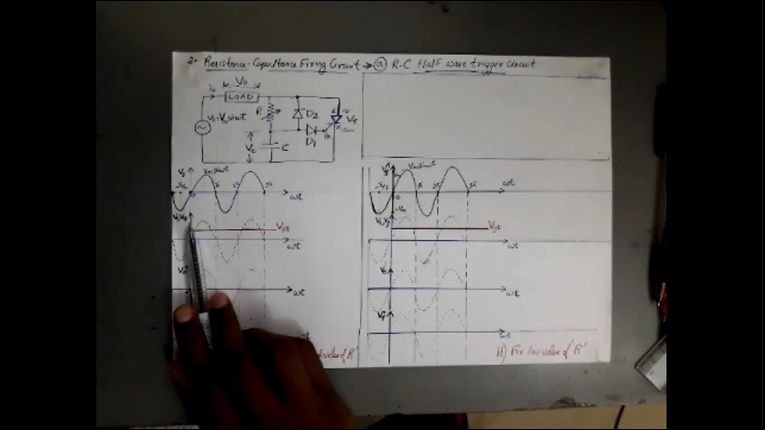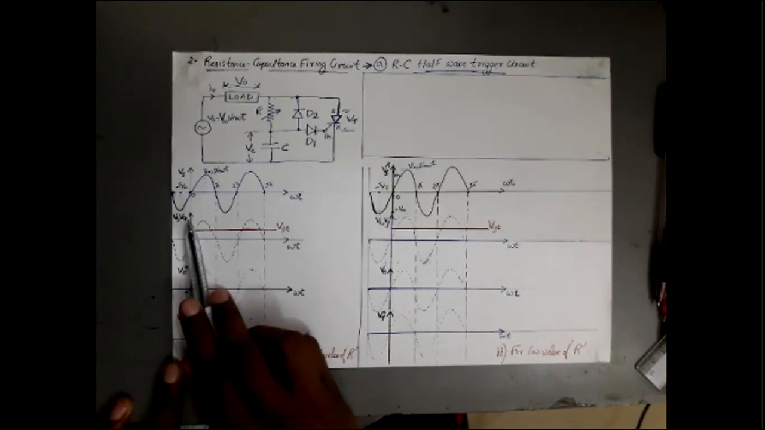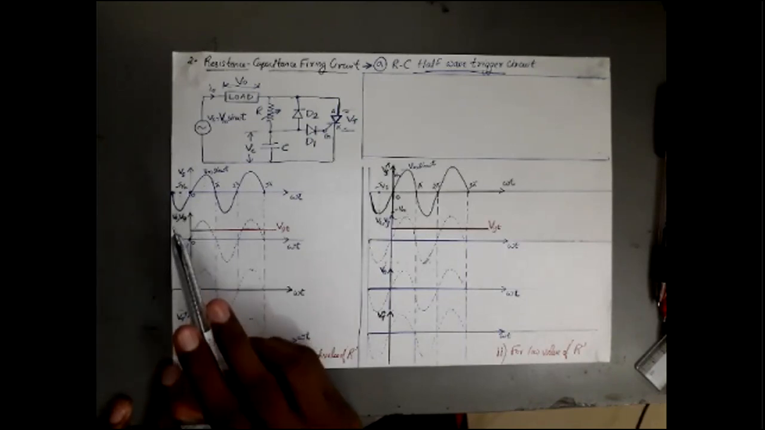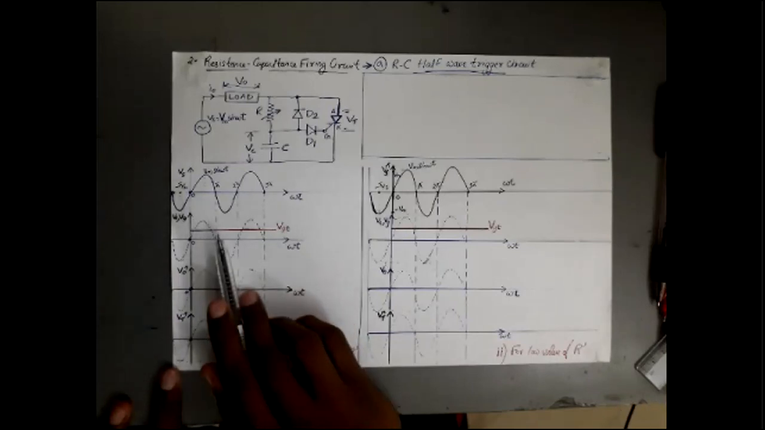Even though I have mentioned Vc is the same as Vg, due to the presence of D1 during the negative half cycle, voltage Vc will not appear across my gate cathode. So my thyristor will not be affected by negative gate voltage. So during the negative half cycle, it is not equal to Vg, but for understanding purposes, for the positive half cycle, Vc is the same as Vg.